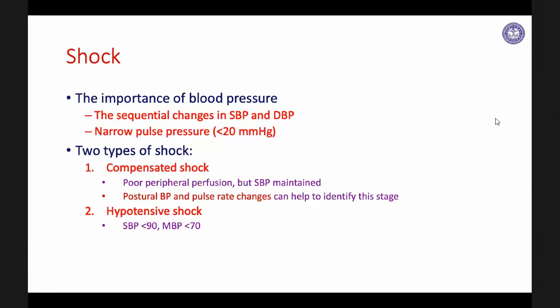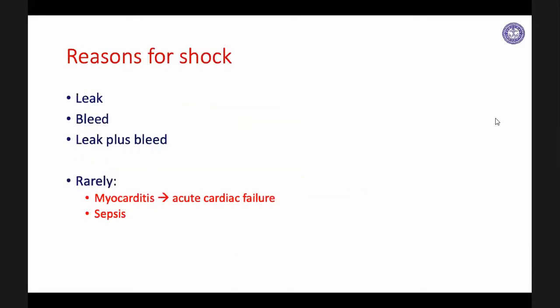There are two types of shock. One is called compensated shock. The other one is called hypotensive shock. In compensated shock, there's poor peripheral perfusion, but the systolic pressure is maintained. We can see that very easily. If we ask the patient to stand up, they get postural hypotension and postural tachycardia. On the other hand, in hypotensive shock, they have hypotension even in the lying down position, with a systolic of less than 90 and a mean pressure of less than 70. The reasons for the shock can be because of a leak or a bleed or even a leak plus bleed. Rarely they can have a shock because of myocarditis or sepsis.